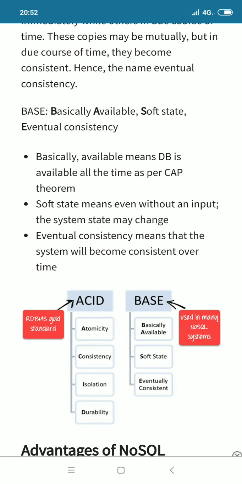You can see the difference between SQL and NoSQL diagrammatically. So ACID properties: atomicity, consistency, isolation, durability, are some properties in SQL and some properties are in NoSQL. So here is BASE in NoSQL, which has basically available, soft state, and eventually consistent properties.